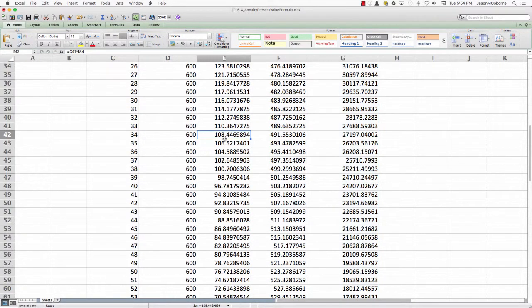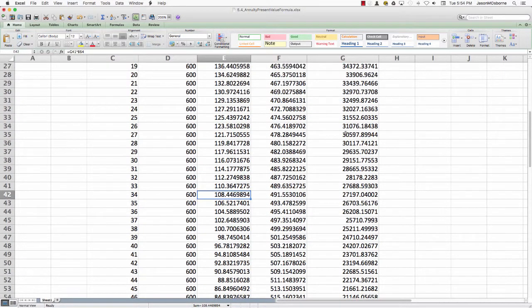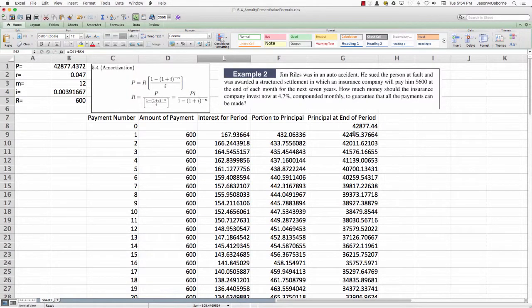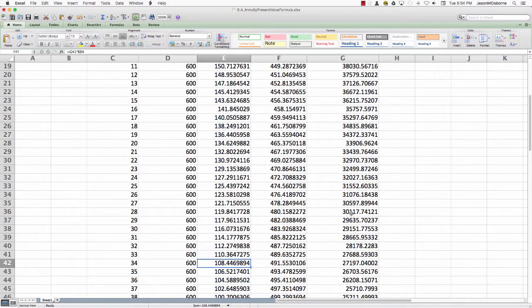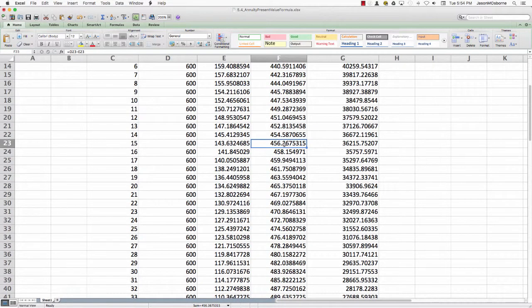So in a typical, what we can see here is that the original $42,877 that they put away, we can see that this amount is getting smaller and smaller over time because they're paying Jim $600 every month. Okay, so this amount is going down. But the dollar amount is only going down by this column. It's going down by $456 this month, $458 the next. And then the rest that the bank is getting is interest on the previous bank amount.